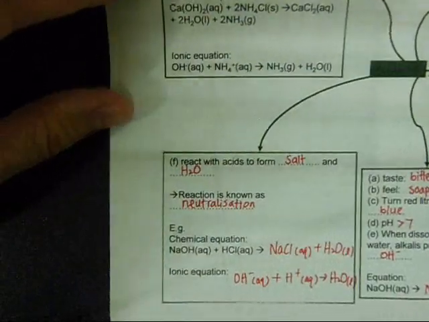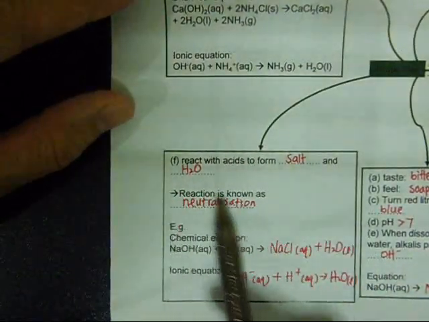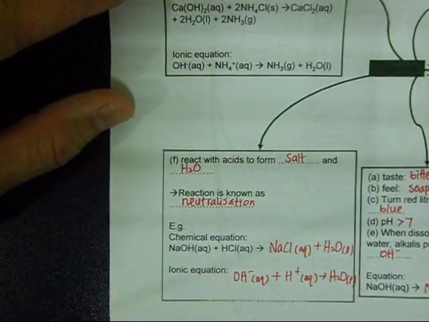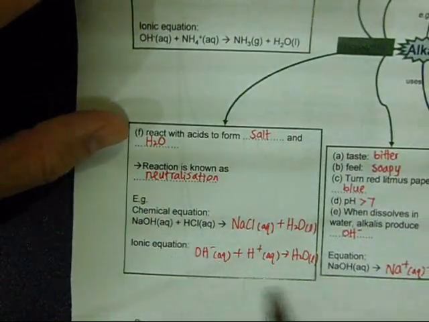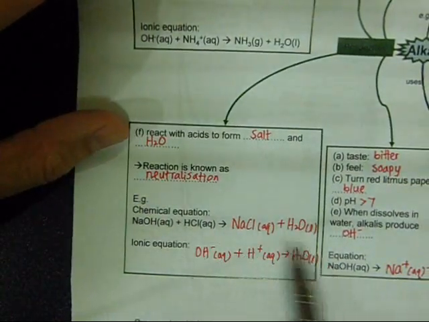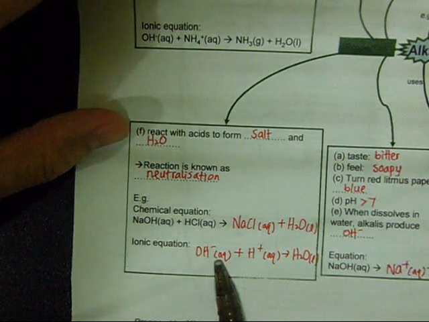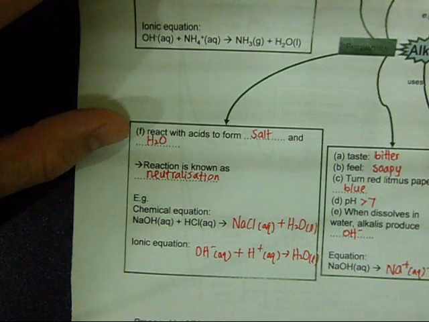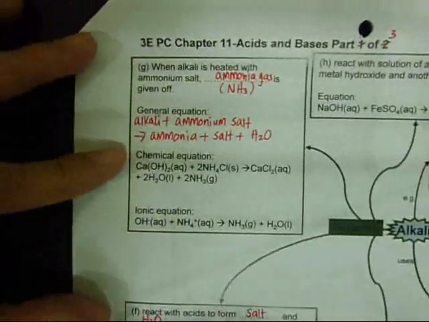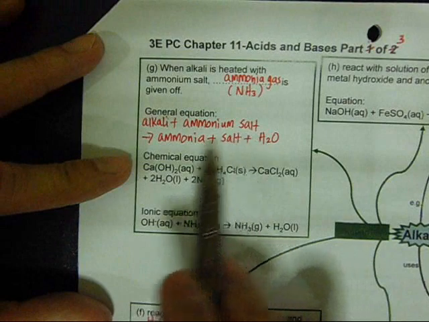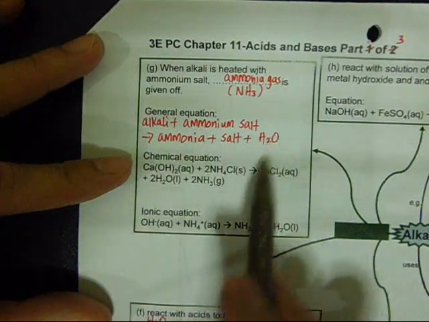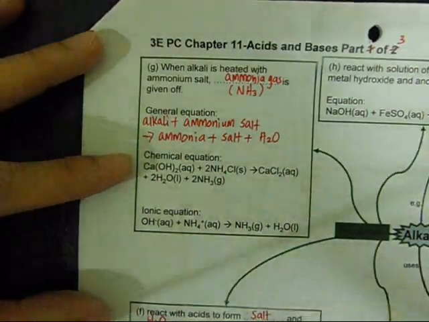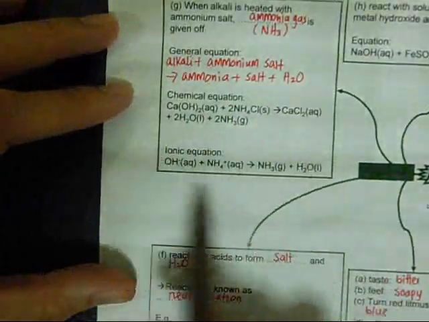And then the reactions of alkali, acid-alkali, neutralization reaction. And always remember this is the ionic equation for all neutralization reaction. That means whenever acid reacts with alkali, this is the ionic equation that you will obtain. So you don't have to go through all the steps. And then alkali and ammonium salt, you get ammonia, salt and water. And this is the ionic equation.